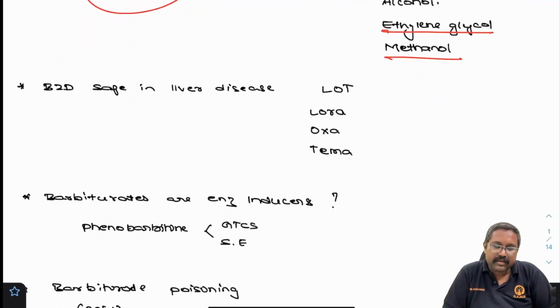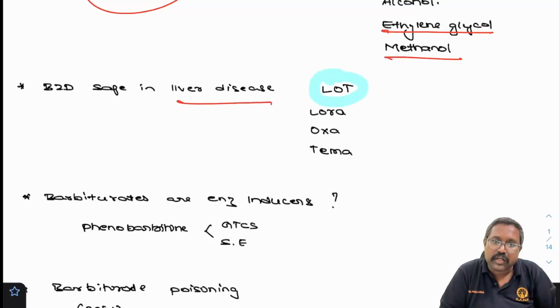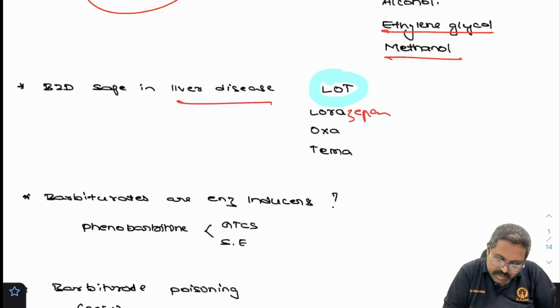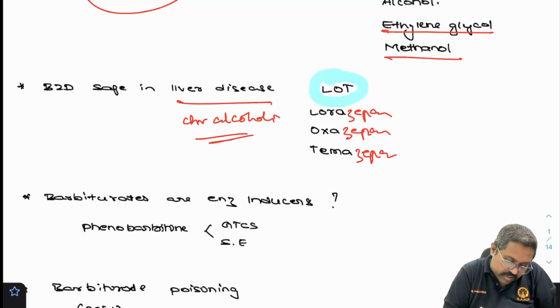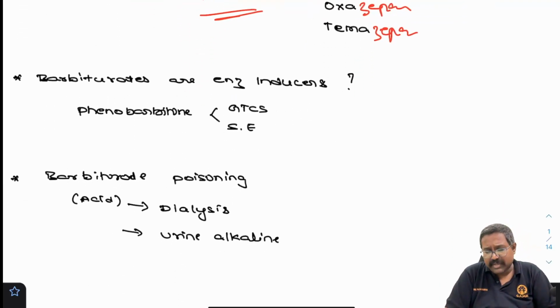Then we have the benzodiazepines which are safer in liver disease. So the mnemonic you should remember is LOT. We have examples such as lorazepam, we have oxazepam, we have temazepam. These are very useful, especially in case of chronic alcoholics. Then we have the barbiturates. Whether barbiturates are enzyme inducers? Absolutely, barbiturates are enzyme inducers.